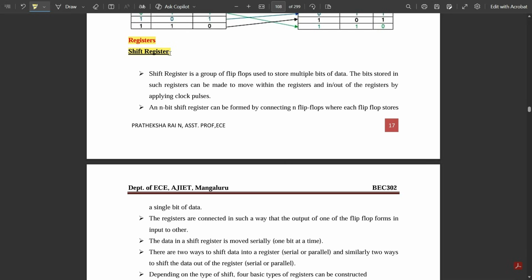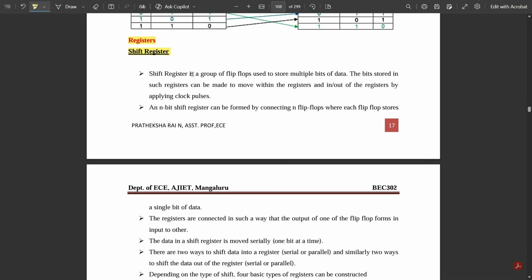Okay, so in detail we basically have four types of shift registers under flip-flops. One is called serial in, serial out; serial in, parallel out; parallel in, serial out; and parallel in, parallel out. These four shift registers we are going to be discussing in detail in this video. Okay, so let us start now.